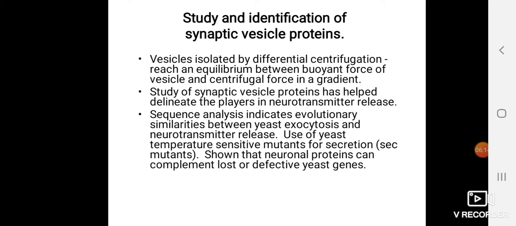In the study of these vesicle proteins, they have been found to show evolutionary similarity between yeast exocytosis and neurotransmitter release. This means these proteins are highly conserved across these different organisms.